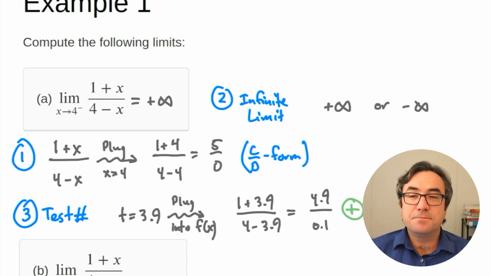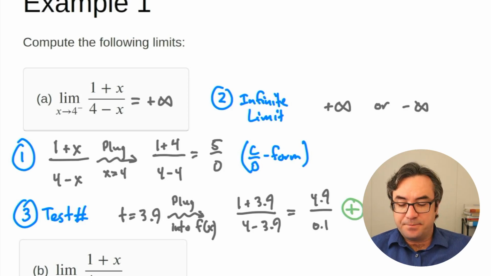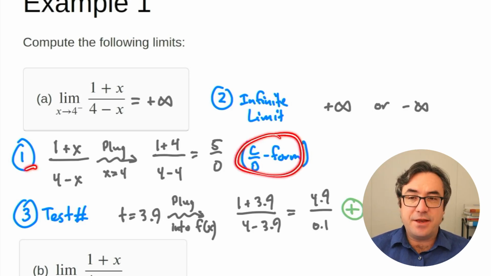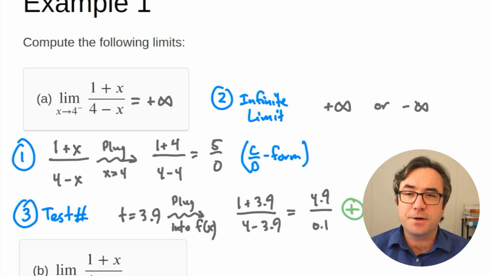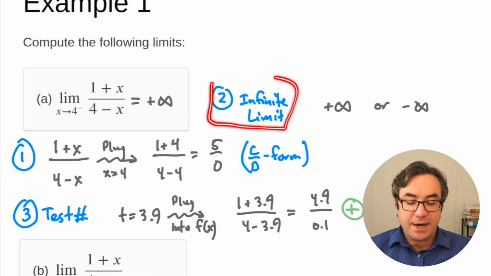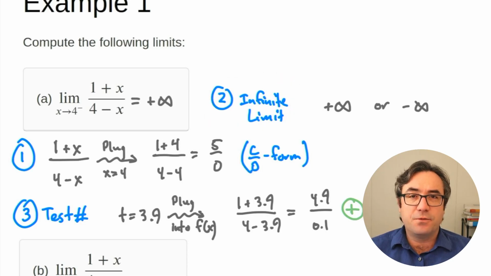So that's our limit here. So that's the idea. First step is identify that you actually have a c over 0 form. So I do want to see that as part of your work. Second step is just recognize what that c over 0 form actually means. It means the limit's going to be infinite, and there's two possibilities, either plus infinity or minus infinity.